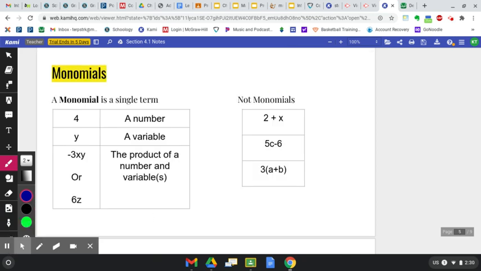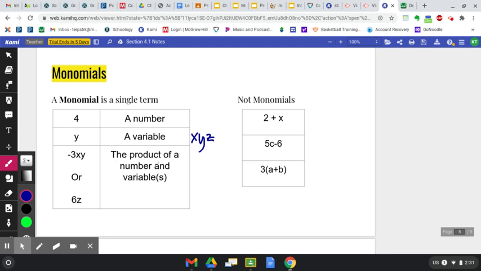All right, our next concept is determining if an expression is a monomial, meaning a single term. So we have some examples over here, right? The number 4, that's a single term. Any number by itself is a single term. A variable by itself is also a monomial. You could have a combination, right? I could have y, I could have x, y, z, right? That would be a monomial.